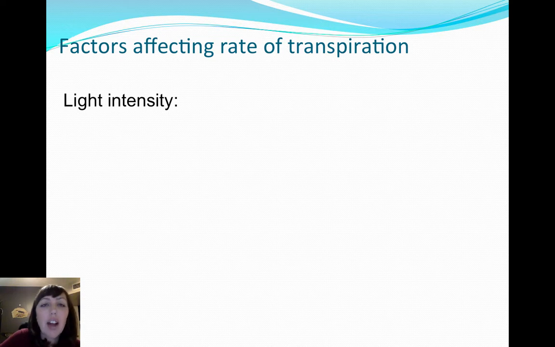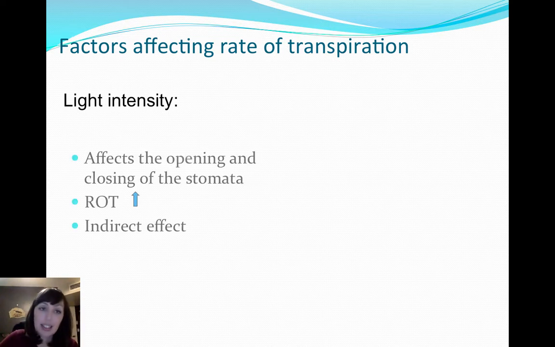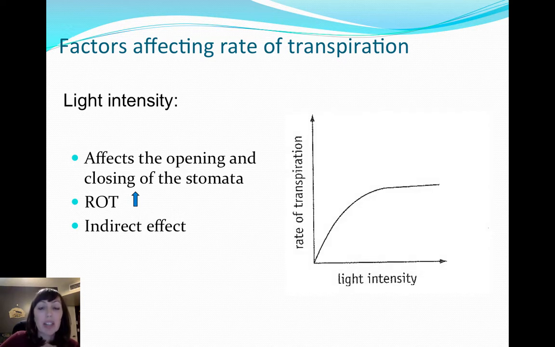Okay, so factors that affect rate of transpiration. One of them is light intensity. Light intensity will affect the opening and closing of the stomata, whether that's a low light intensity or high light intensity, and will change how much the stomata is going to let moisture out of the plant. So ROT, which stands for rate of transpiration, will potentially increase with the increase of light intensity.